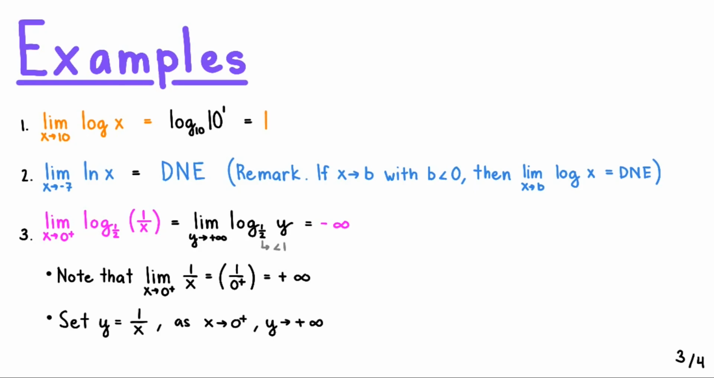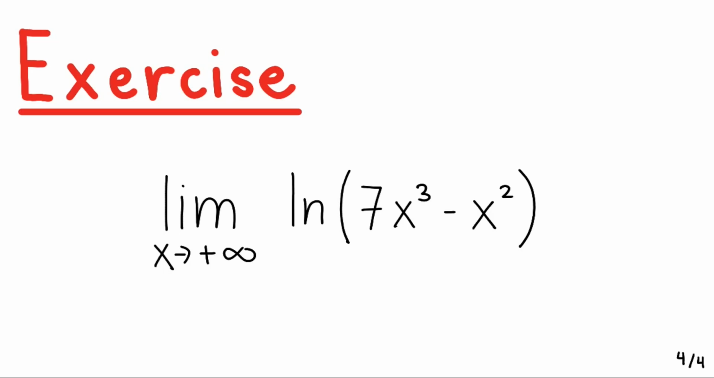To end this, here's an exercise that you can try to work on. We have here the limit as x approaches positive infinity of ln of 7x cubed minus x squared. So basically, observe that if we plug in infinity immediately out here, we'll have infinity minus infinity. So there's quite a little bit of trick in solving this one, but it is pretty basic if you know how to solve limits of polynomial functions or limits of these functions as x goes to infinity. You can work on this one. I think it is solvable.